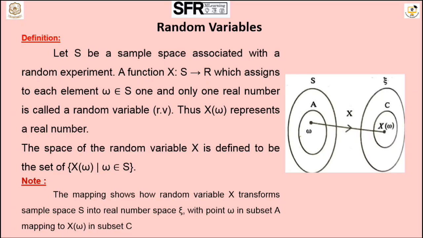I am giving some mapping here. The mapping shows how the random variable X transforms the sample space S into a real number space with the point omega in a subset A mapping to X of omega in subset C. So I am defining the random variable, that is the process of assigning a value to each event in the sample space.